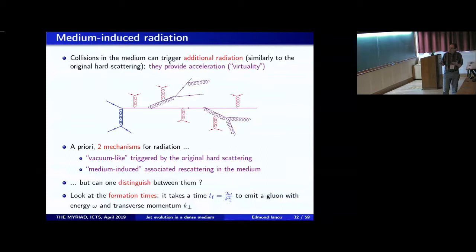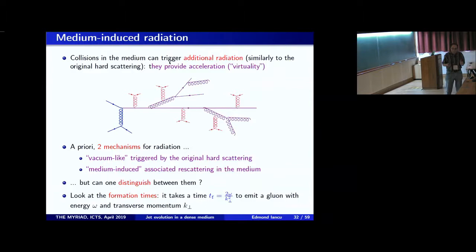Now, in general, this parton has virtuality, so it would radiate independently of the medium, and it also scatters, so there will be radiation independent of virtuality. So we have two mechanisms for radiation: vacuum-like, which is triggered by the original hard scattering, and medium-induced, which is associated with scattering in the medium. It is not clear that they can be distinguished, because they can melt into a single complicated mechanism. If the parton was strictly on shell, we would have only medium-induced; if it was in the vacuum, we would have only vacuum-like. But if they're together, who knows? I'll discuss the two mechanisms to understand them both and the interplay between them.